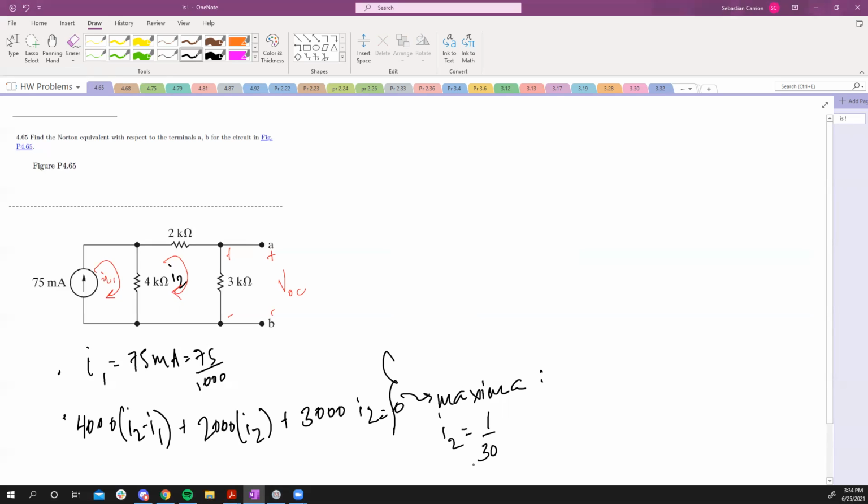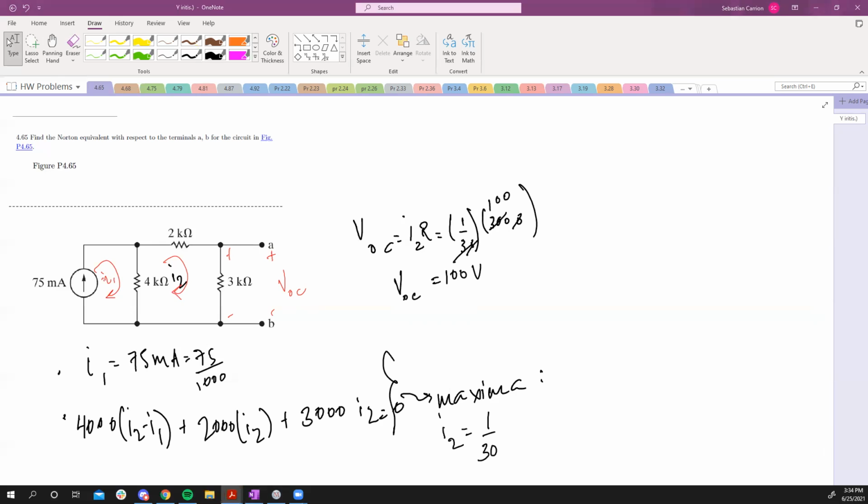Okay, so with I2, we were able to find the open circuit voltage. We know Ohm's law, V equals I times R, and for the open circuit, it's I2 times R. So 1 over 30 times 3,000, easy, 100 volts, the open circuit.